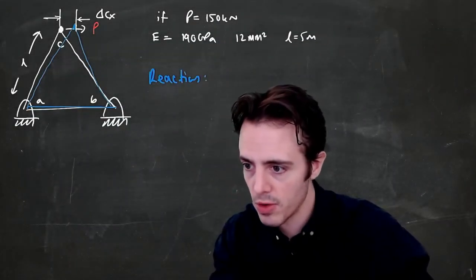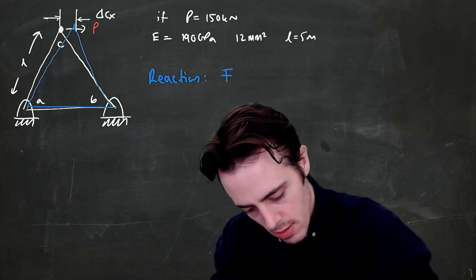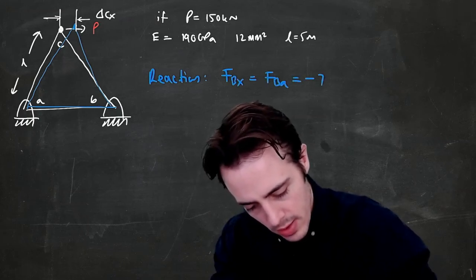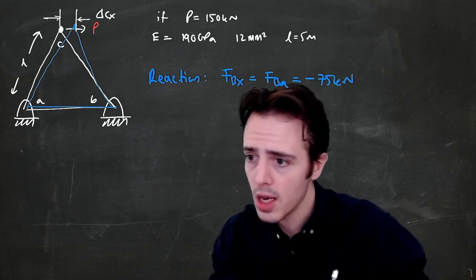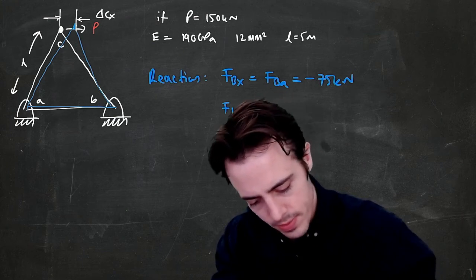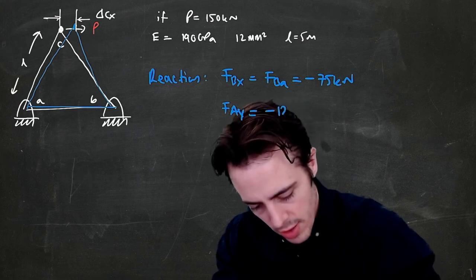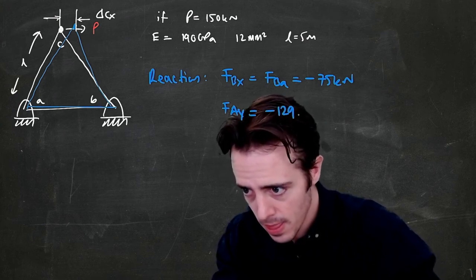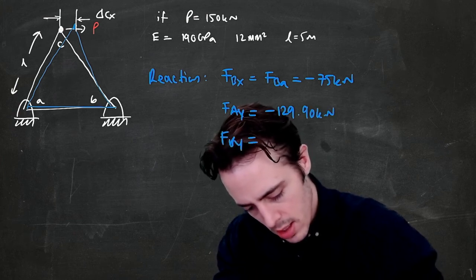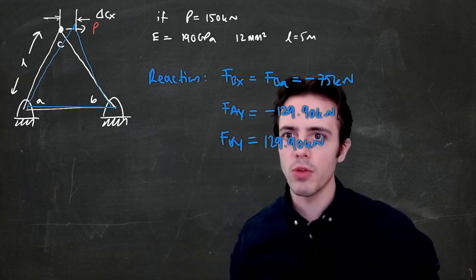We had the reactions for this would have been FBX is equal to FBA is equal to minus 75 kilonewtons, and the other reaction would have been FAY would be minus 129.90 kilonewtons, and FBY is equal to 129.90 kilonewtons. So you guys should be able to do this, okay?